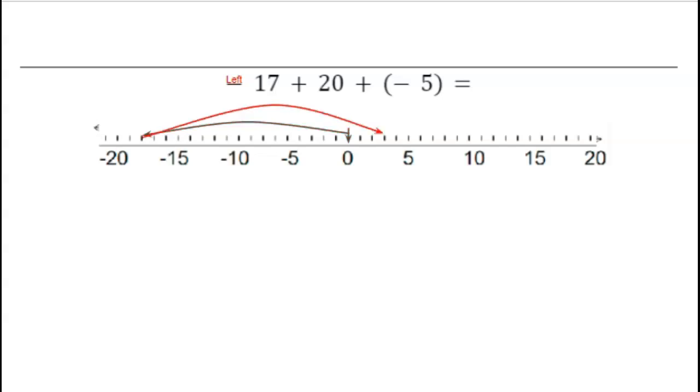So we're going to go to the right in the positive direction 20 spaces, and then there's another change. This next change is a -5. So now we are going to move to the left 5 spaces. So we move to the left 5, and we end up at -2.